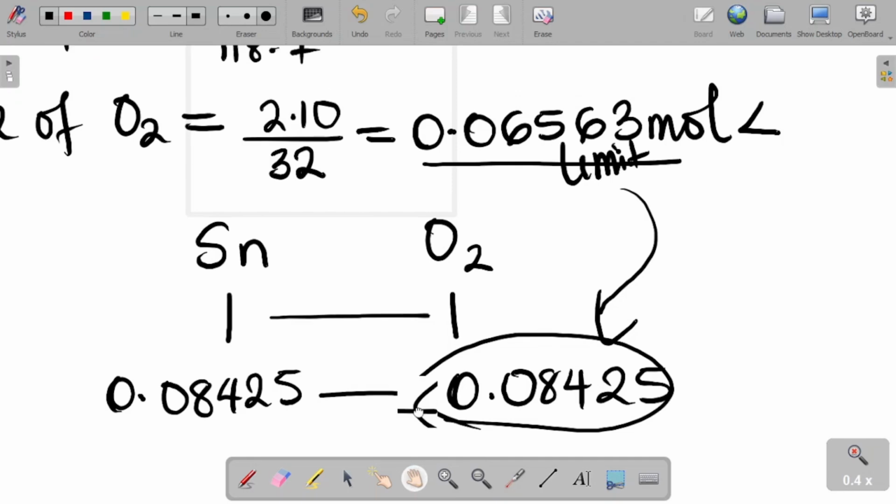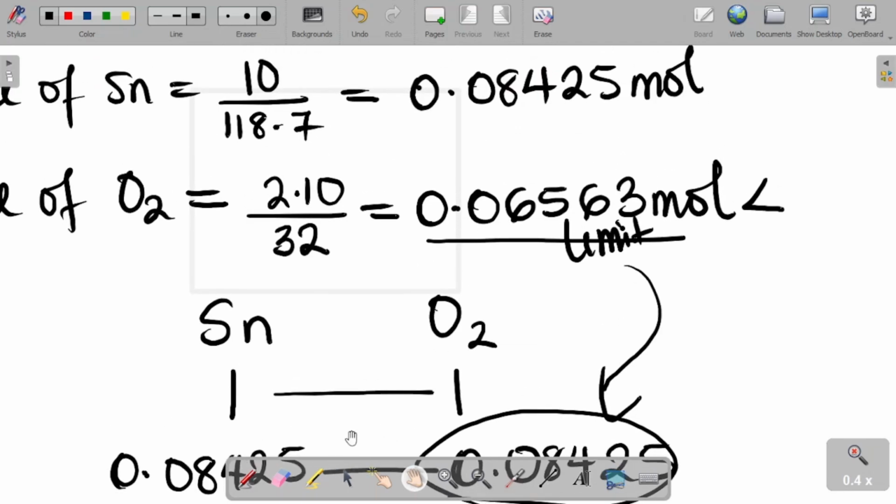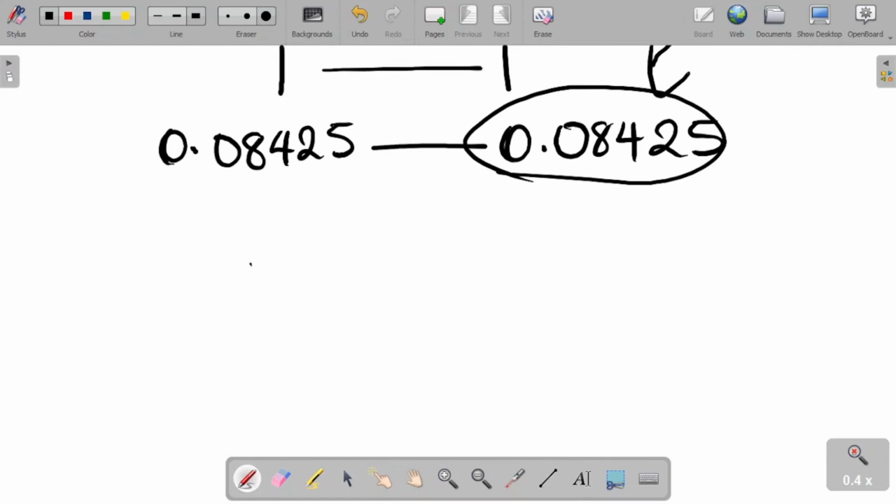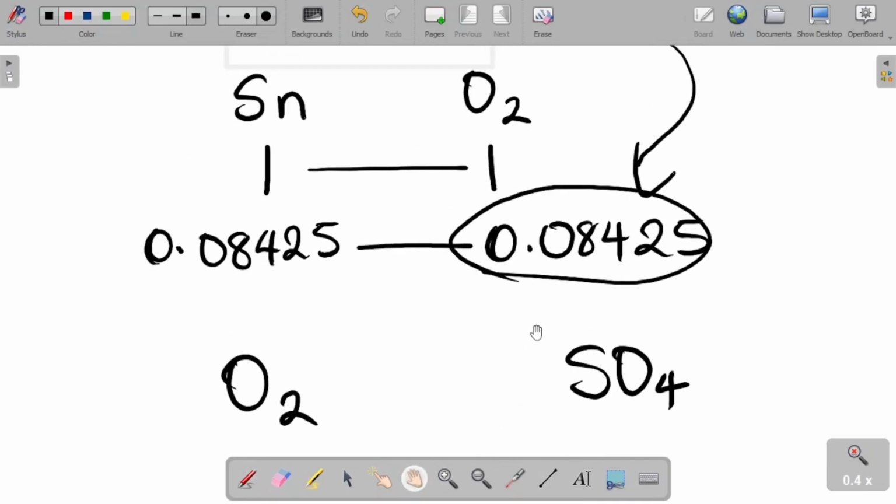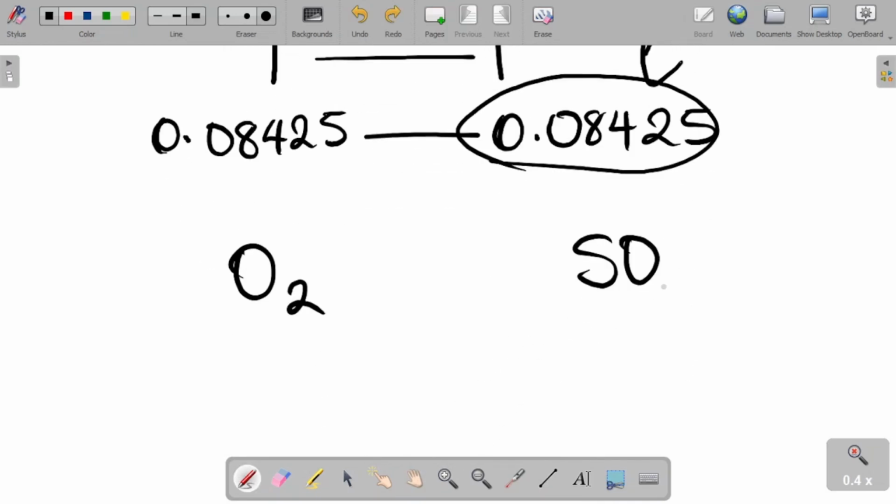And in solving this question, you'd always take the limiting reagent and then the one you're asked to find. So I'll pick up the limiting reagent, which is O2, and then we're asked to find the number of molecules of tin(IV) oxide. Right, so this is how, and then for this we have SnO2.